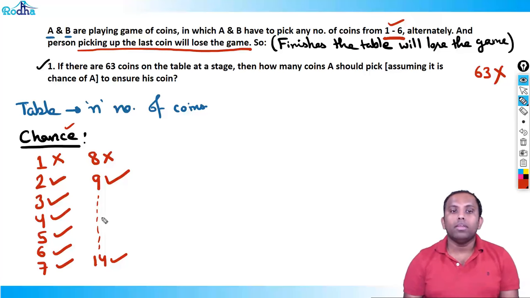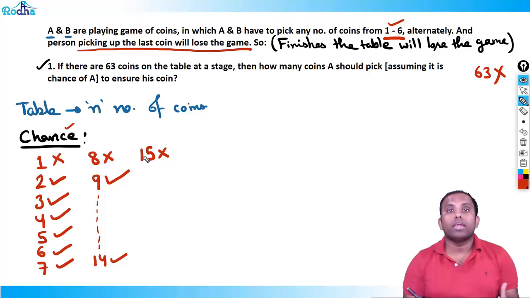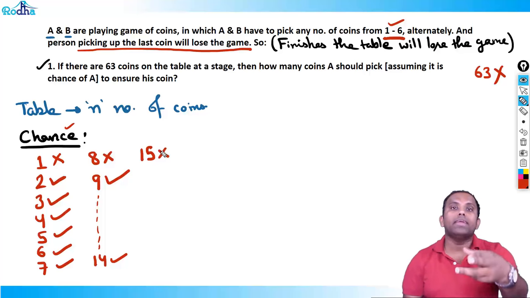Okay. So similarly, which number after 14 is out of reach for me? 15. 15 is again not a favorable number for me. So if it is my chance and if there are 15 coins on the table, I'll always lose the game. Why will I always lose the game? Because if there are 15 coins, now you can bring the game to eight for me.